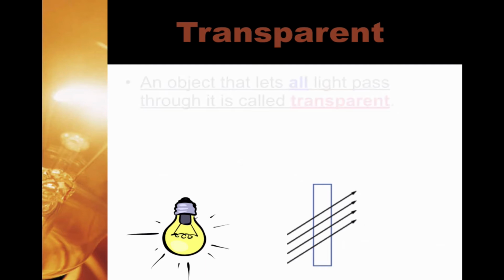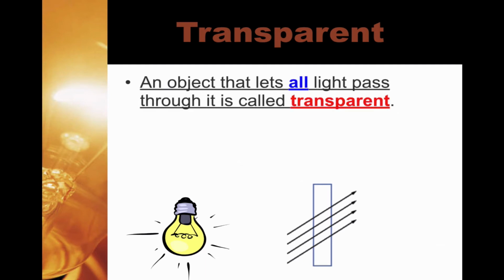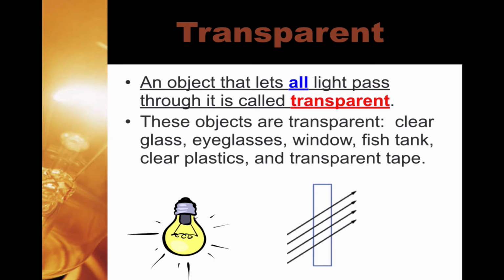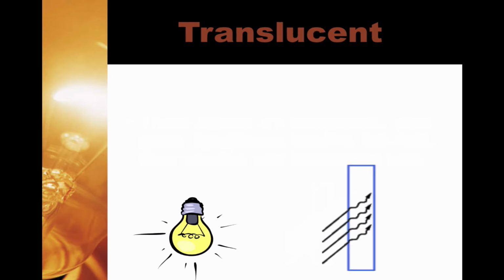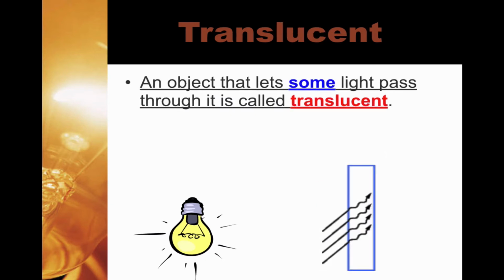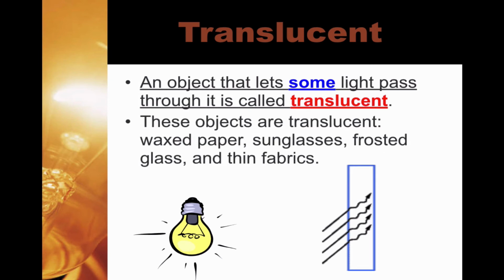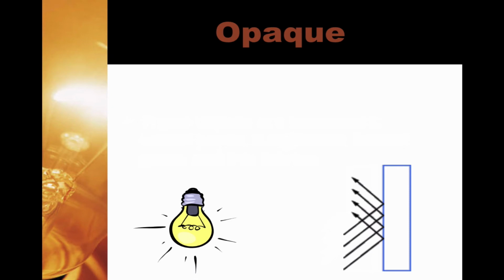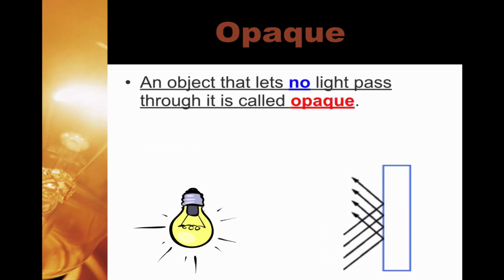Okay, let's talk about that one more time. In transparent, all the light goes through. And an example of that could be some clear glass or some clear plastic. Translucent, some of the light goes through. An example of that could be wax paper, sunglasses, a glass that has a frost on it, and maybe a thin fabric like a thin dress where some light goes through and some won't. Opaque is when no light passes through.